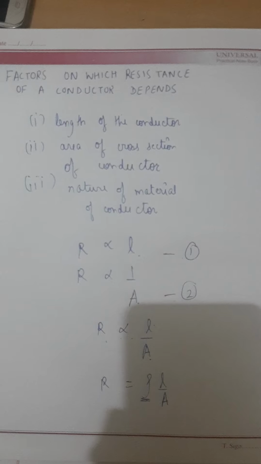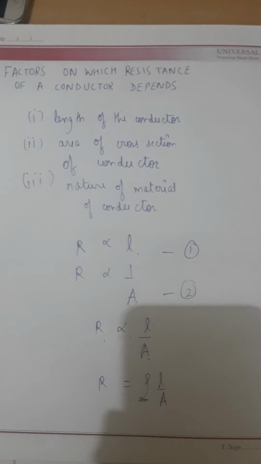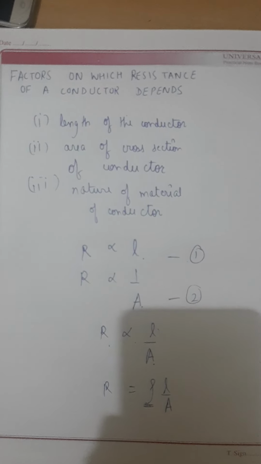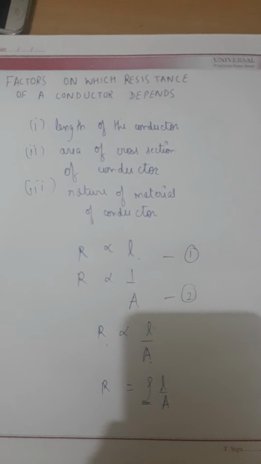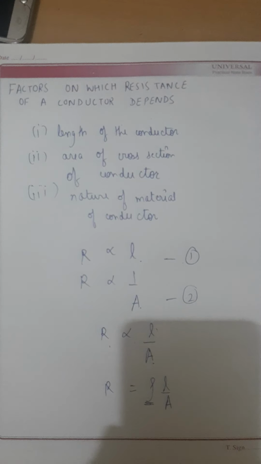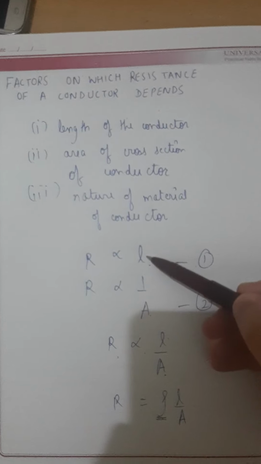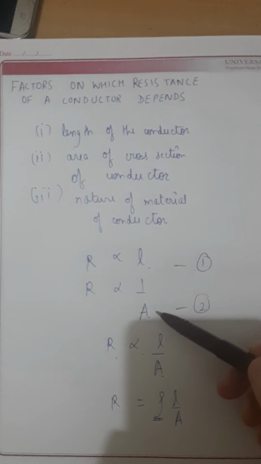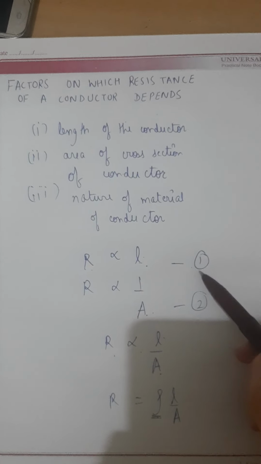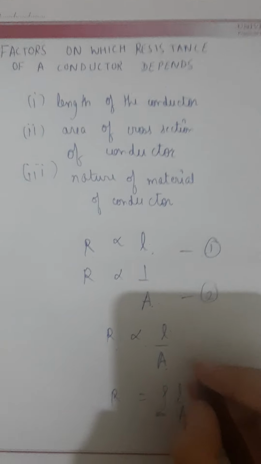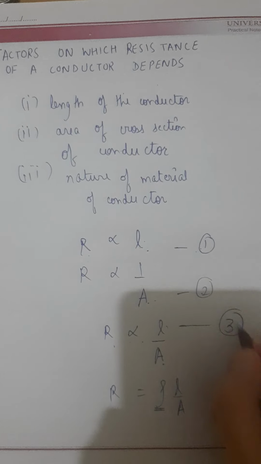on which the resistance of a conductor depends. There are three factors. First one is length of the conductor, second is area of the cross section of conductor, third is nature of material of conductor. Resistance depends directly on the length of the conductor, inversely on the area of the conductor. So combining equation 1 and 2, you will end up with equation 3.